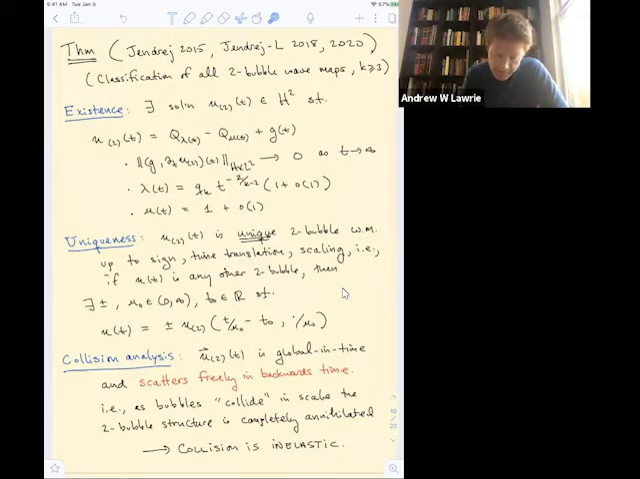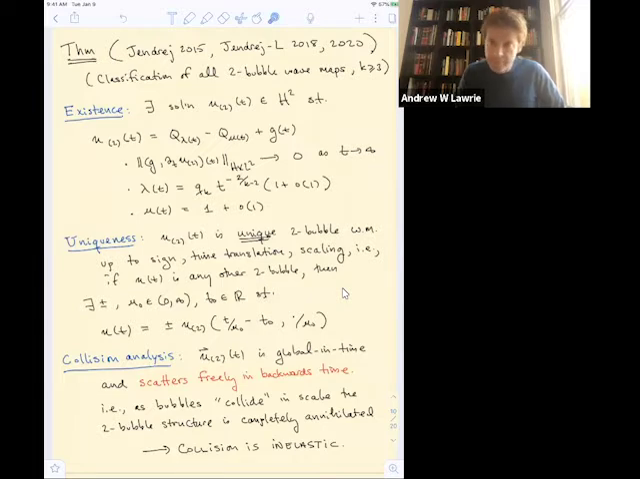And the rates are explicit. So lambda of t tends to 0 as t goes to infinity, and it looks like t to the minus 2 over k minus 2 with an explicit constant in front. And then mu stays at scale 1, so it tends to 1 as t goes to infinity. So what the solution looks like is one static bubble and one concentrating bubble.